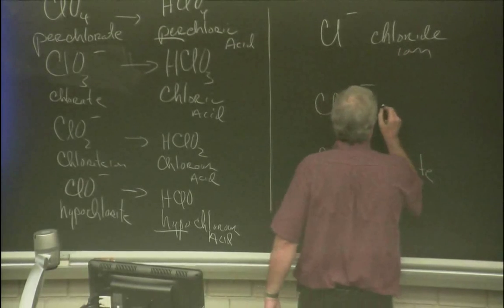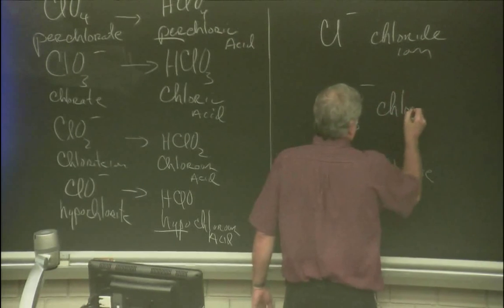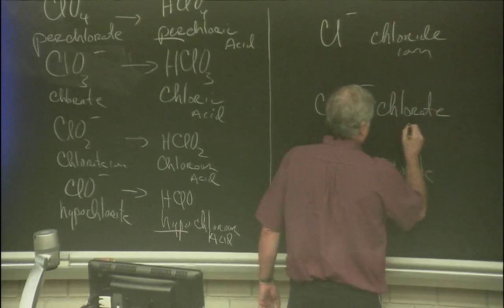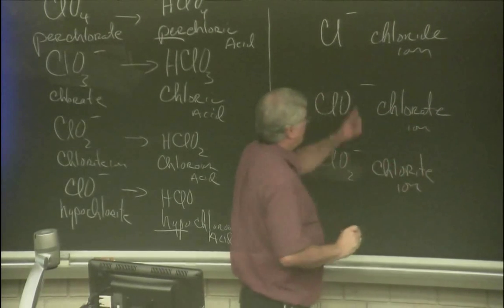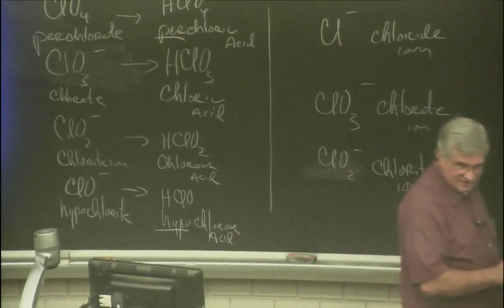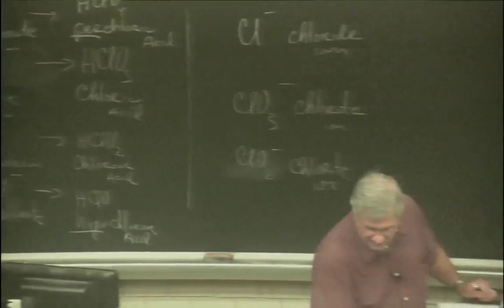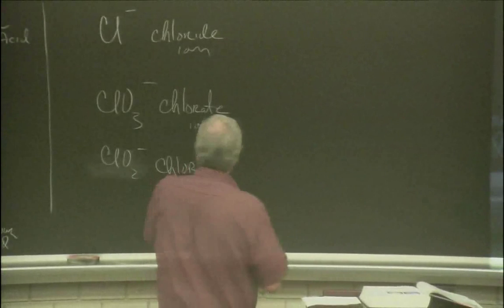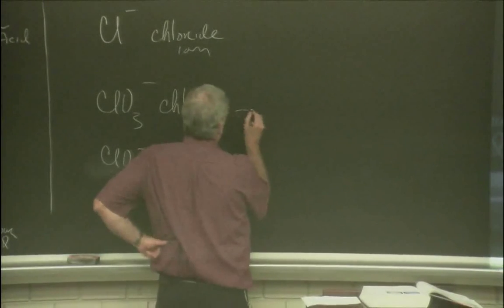Now this guy here is the chlorate ion. So we got chloride, chlorite, and chlorate. Now the acids, and like we just did this, so I don't think you forgot it yet, but the acids here would be, this would be chloric acid.